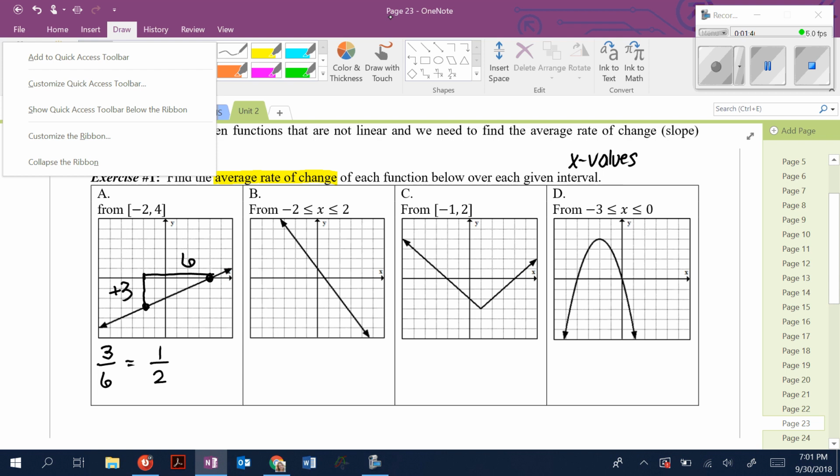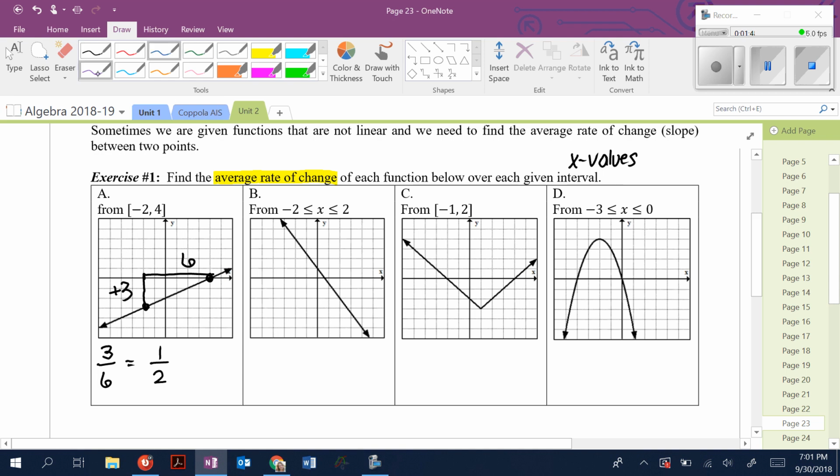All right, let's do the same thing with b. Let me use a different color. Why did I use boring black? Okay, -2. So we're going to go -2 on the x value, but we have to look up to get our point. Oh, this line is sloping downward, so this number better be negative. Okay, +2. Here it is.